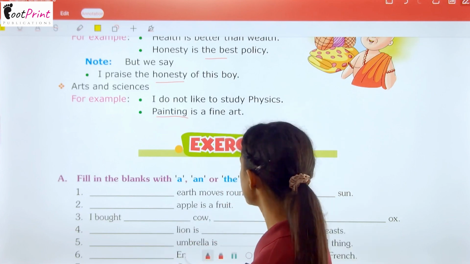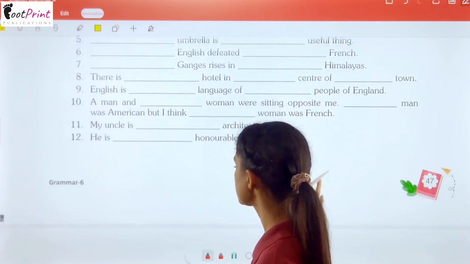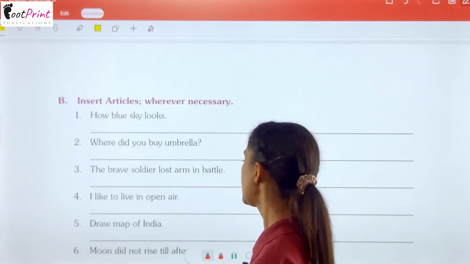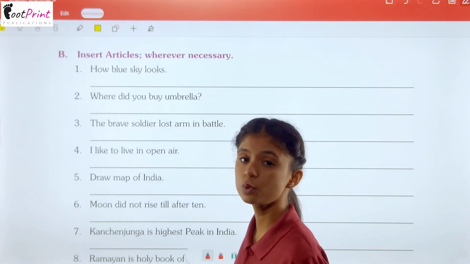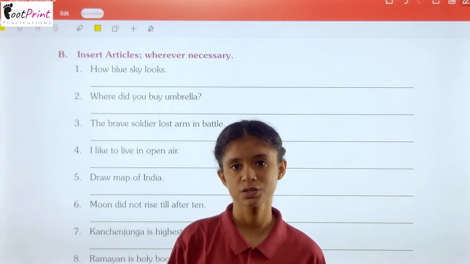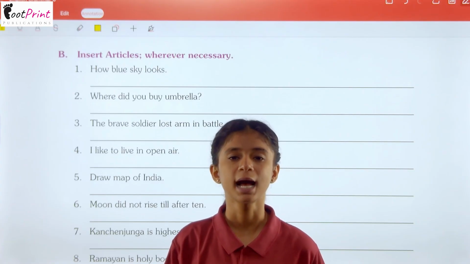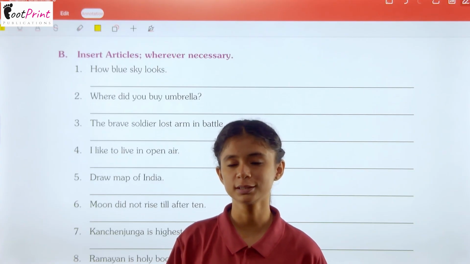So, that's it for the chapter. I hope it was very understandable and easy for you, and this exercise is also going to be very easy and very interesting. So, you practice this exercise, and I will come back soon with another chapter.